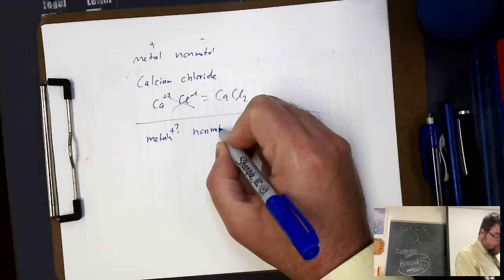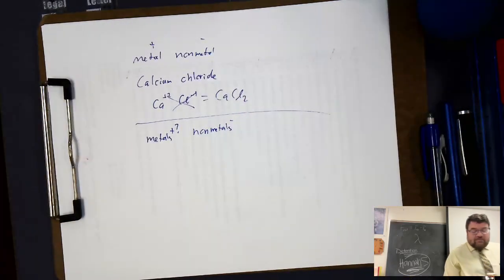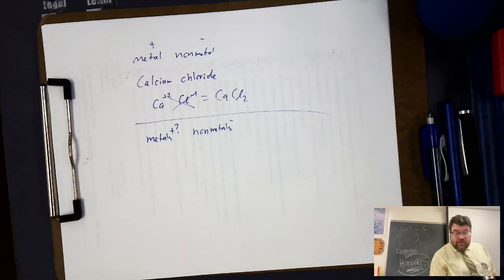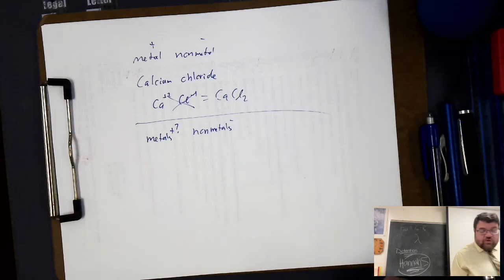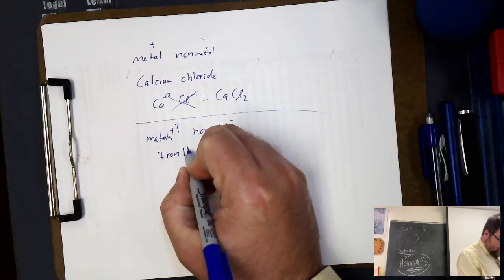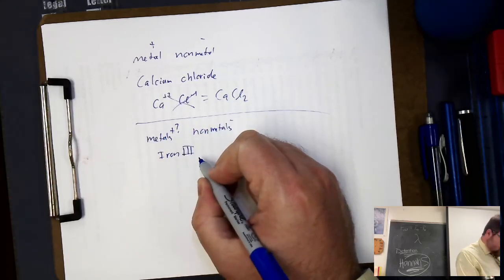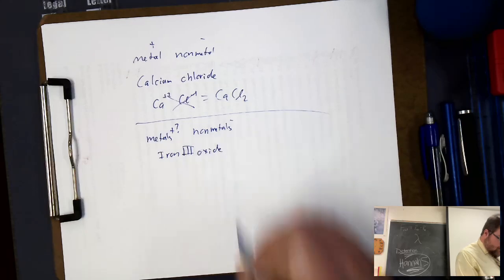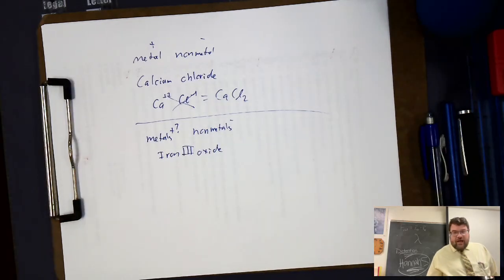The nonmetals continue to be negative, and they never change. So chlorine is always -1. Oxygen is always -2. Those never are different. We use a Roman numeral to indicate the charge. So, for example, iron(III) oxide.